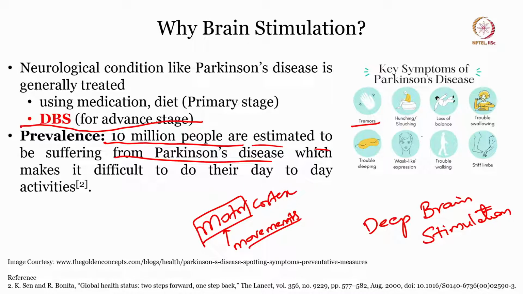These are the different symptoms: tremors, sloshing, loss of balance, trouble in swallowing, limbs that are very stiff and not easy to fold, trouble in walking, mask-like expressions, difficulty in moving the muscles of the face, and trouble in sleeping also. These are some of the symptoms, but there are many other symptoms. A trained neurosurgeon has to qualify whether the patient has Parkinson disease or not, and what kind of treatment is suggested for them.